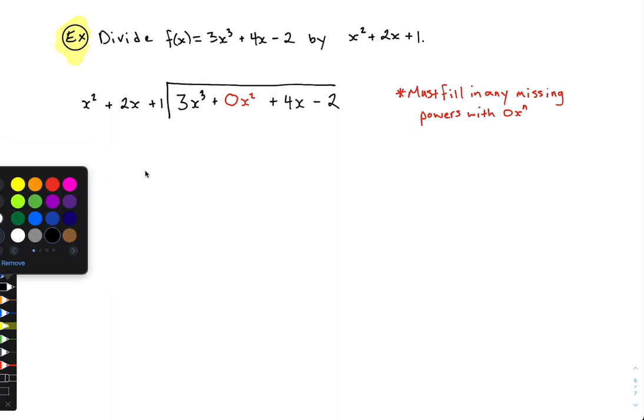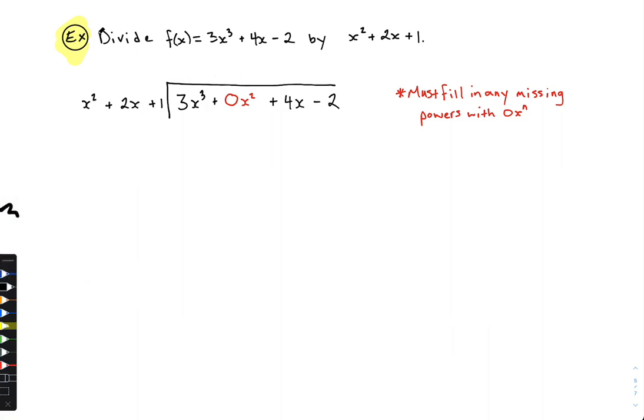The first thing I want to think about is just how we set this up. So our example question is: divide f of x equals 3x cubed plus 4x minus 2 by x squared plus 2x plus 1. This is a long problem, and the first thing we want to do is set up a division bar like we would in 5th grade or 6th grade when we were learning long division. Now on the outside of the division bar goes what we are dividing by. So x squared plus 2x plus 1 goes on the outside. The big function that we're dividing goes underneath.